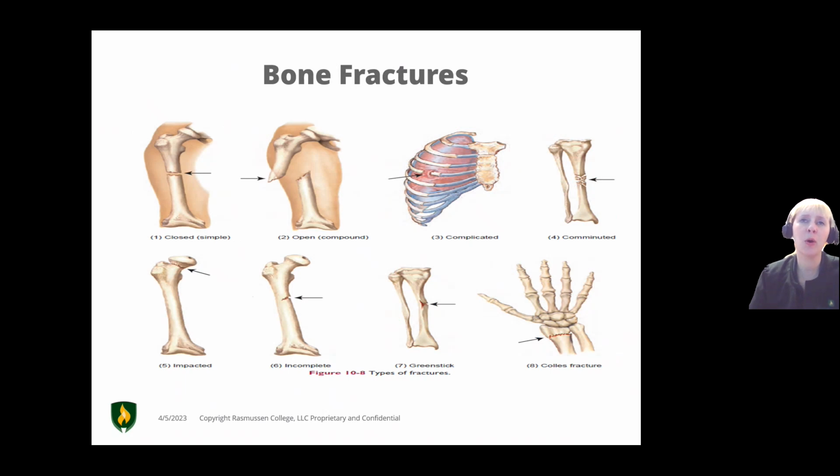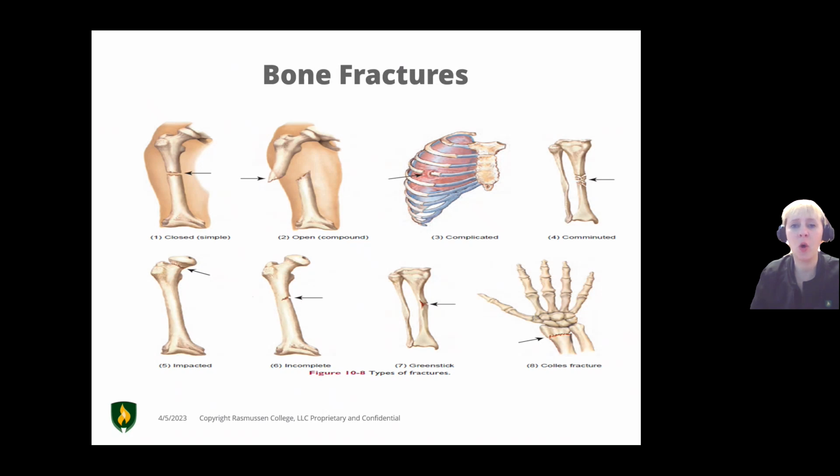When we talk about bones, we also have to talk about bone fractures. So a broken bone and a fractured bone are exactly the same. That term is synonymous. There are different types of fractures and they are classified by the extent of the damage. As you can see on the screen here, there are 8 different types. The first type is a closed fracture. This is one in which the bone is broken, but no external wound exists.